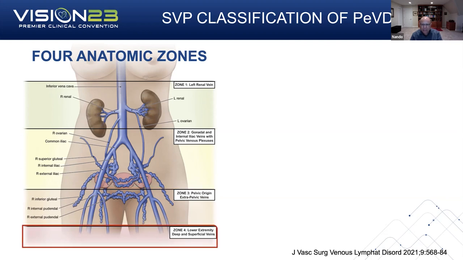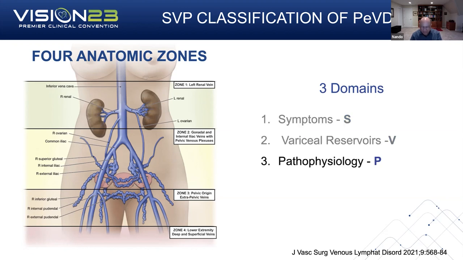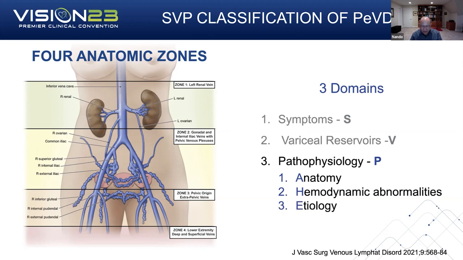Each zone has three domains: symptoms, variceal reservoirs, and pathophysiology, which in turn is subdivided into three subdomains: anatomy, hemodynamic abnormalities, and etiology.